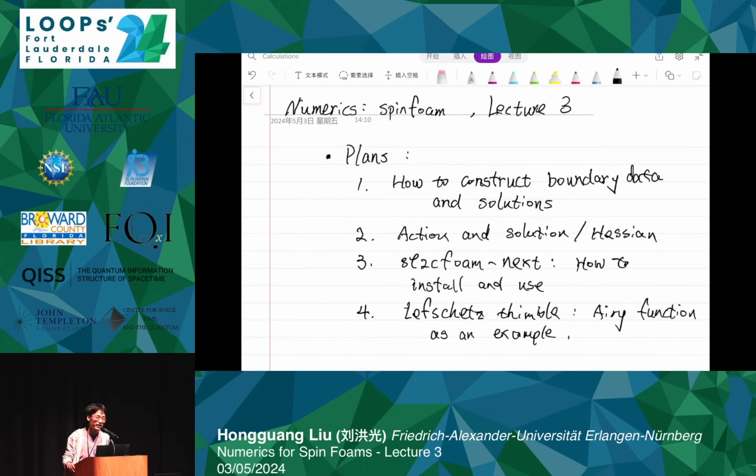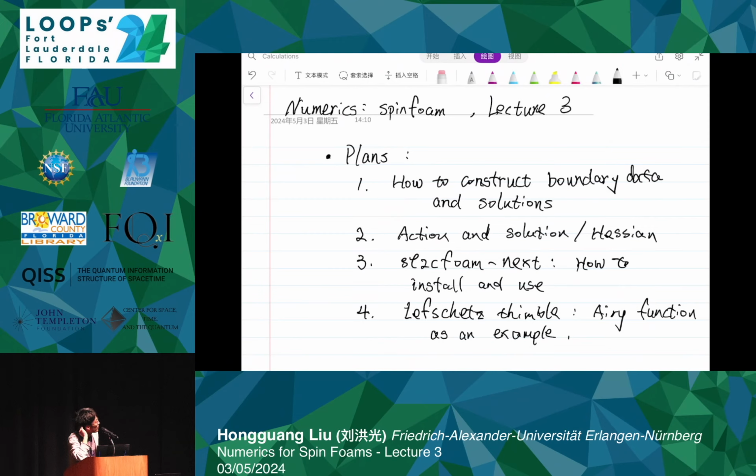So we'll continue. During the first two lectures, we already introduced the detailed formula and the technical details of the EPRL spin-foam model. And now this lecture is mainly examples and how to use this code, or how to write this code. So the plan is listed as the following.